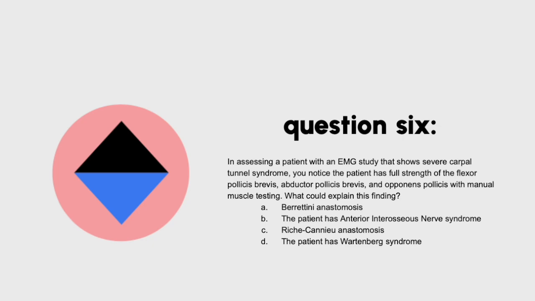Question 6. In assessing a patient with an EMG study that shows severe carpal tunnel syndrome, you notice the patient has full strength of the flexor pollicis brevis, abductor pollicis brevis, and opponens pollicis with manual muscle testing. What could explain this finding? A. Berrettini anastomosis. B. The patient has anterior interosseous nerve syndrome. C. Riche-Cannieu anastomosis. D. The patient has Wartenberg syndrome.